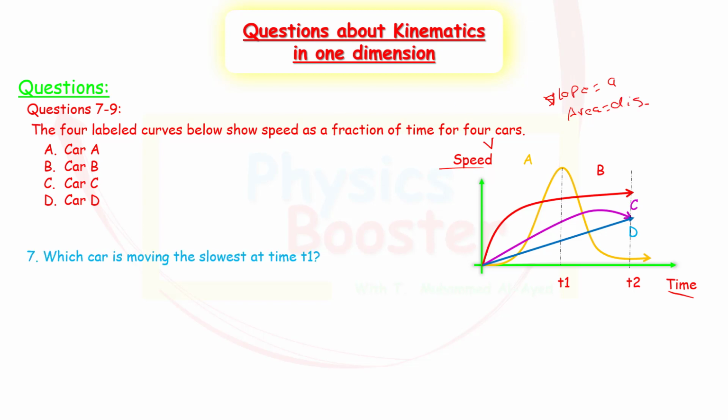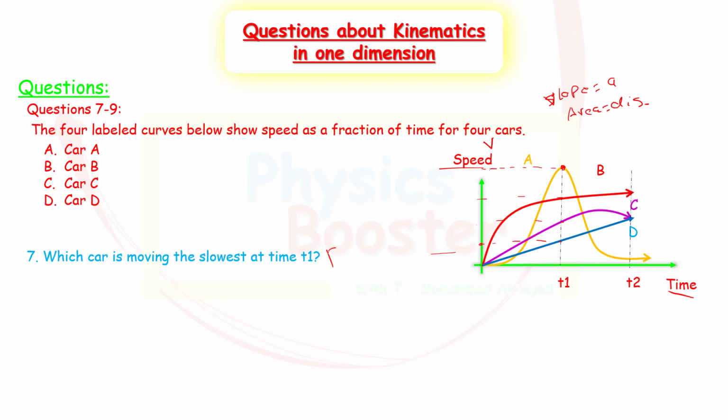It has 4 labels. Which car is moving the slowest at time equal t1? Okay, so it's asking about the velocity right here. Which has the lowest velocity right here? Well, as you can see, it's simply a speed versus time graph. So for object A, no, it's the fastest. B is slower. C is even slower. And the slowest one here in this case is going to be D. So the answer here is D.